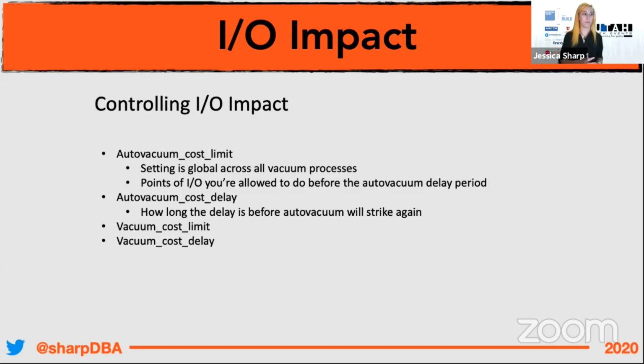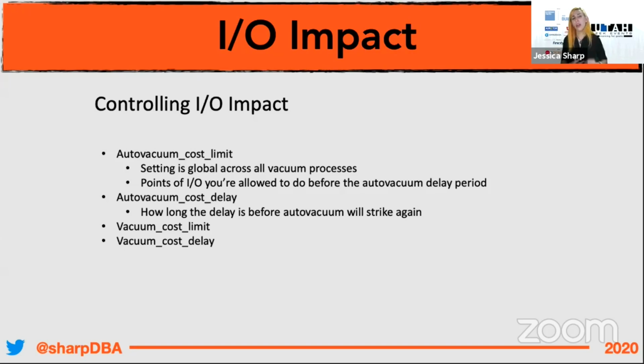I messed this up, this slide. The auto vacuum cost delay is not, in fact, there's always this one stupid thing on the slide. The cost delay is not, in fact, how long before the auto vacuum will strike again. What determines the period that auto vacuum waits before it kicks in on the table again is actually the nap time.